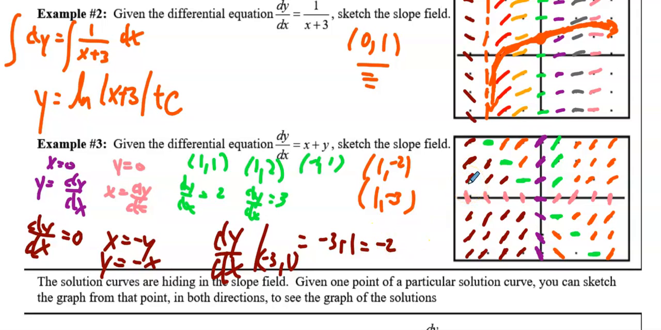But again, with slope fields, you have patterns, but mostly you will just have to plug in at the most, I think, 9 points. And usually patterns will help you out. So that's going to be this video for slope fields.